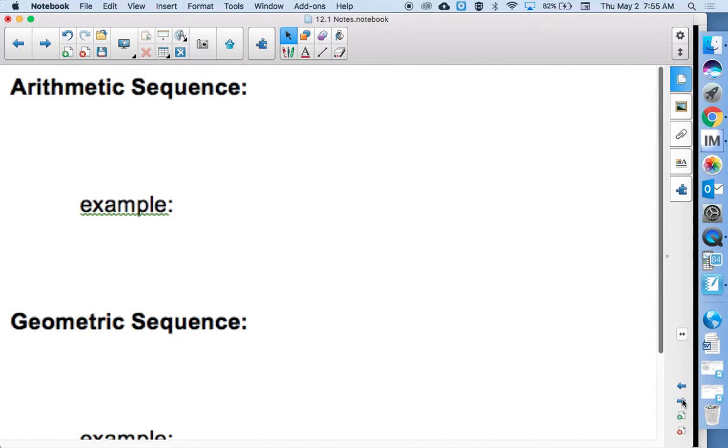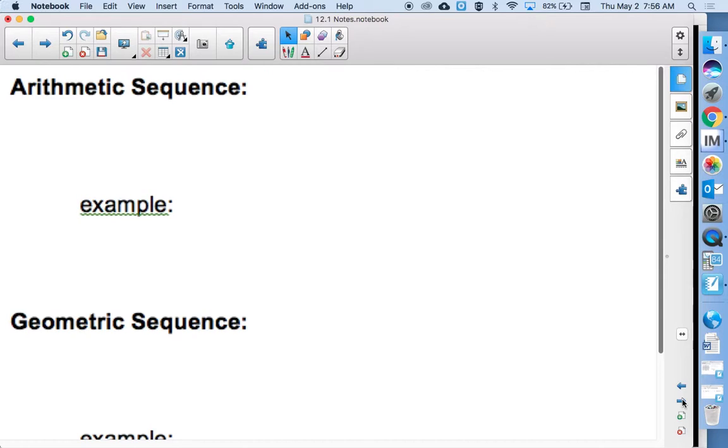is called an arithmetic sequence, not arithmetic. So arithmetic is a noun, it's a type of math. Arithmetic is an adjective, and it describes the type of sequence. So when it's an adjective, it gets pronounced a little differently. So it's an arithmetic sequence. The other sequence we have is a geometric sequence.